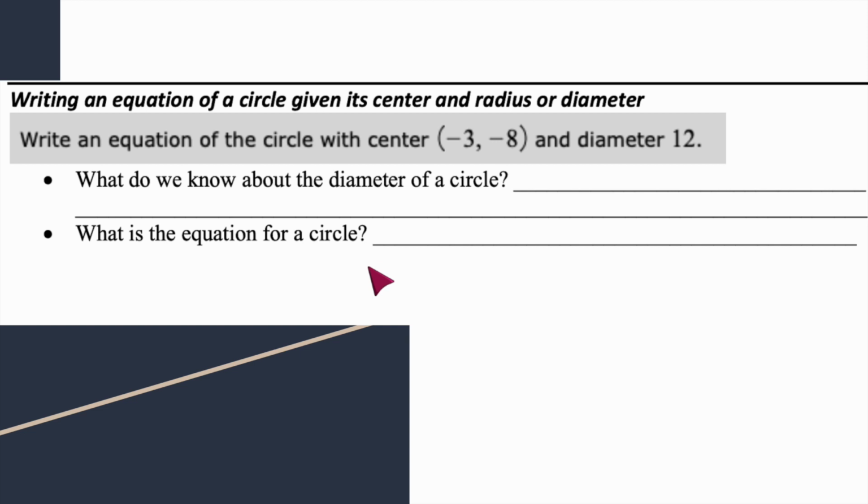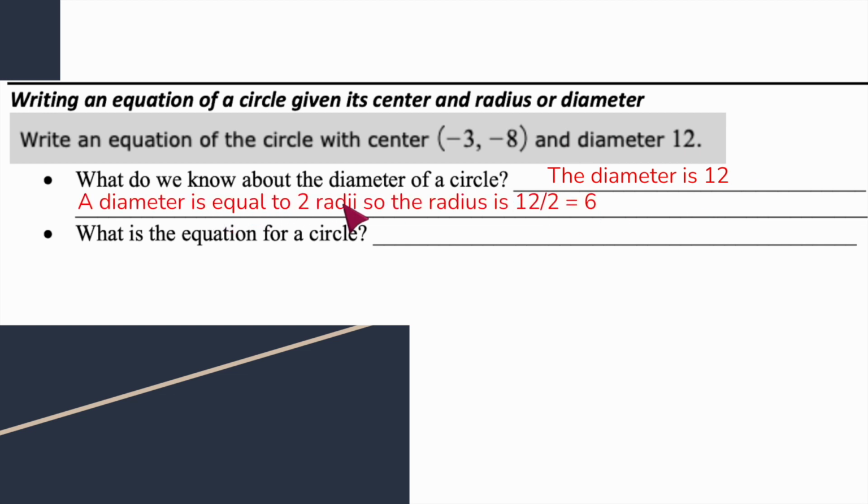So now we're going to write an equation of the circle with the center negative 3, negative 8, and a diameter of 12. So what do we know about the diameter of a circle? We know that this one has 12, but specifically the diameter of a circle, remember, that's a radius back to back with another radius, because a radius goes from the center to the side, and a diameter goes from side to side through the center. So if I know the diameter, I can just simply divide by 2 to get the radius. And I need the radius to write the equation of a circle, right? It's radius squared at the end, not diameter squared.